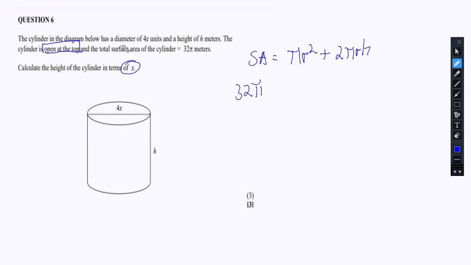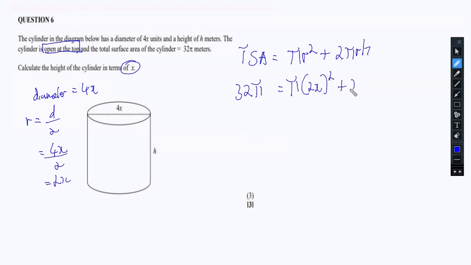We are told here the total surface area of the cylinder is 32 pi. And then this is just pi. Remember, how do we now find the radius? We are given the diameter. The diameter is 4x, but we know that the radius is simply the diameter divided by 2. So that's 4x divided by 2, which will give us 2x. So where there is radius, I will put 2x and then square that here. And this is 2 pi. Where there's radius, I need to put 2x. And then this is my h.